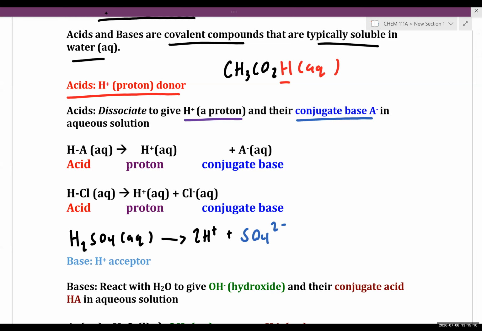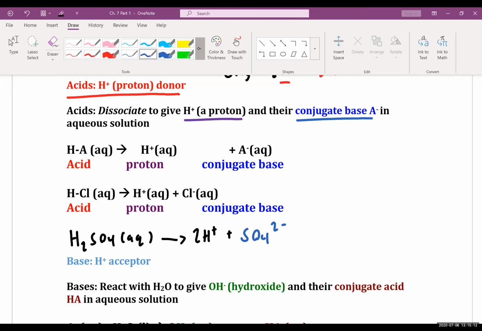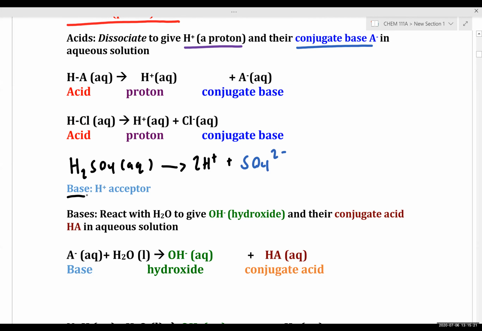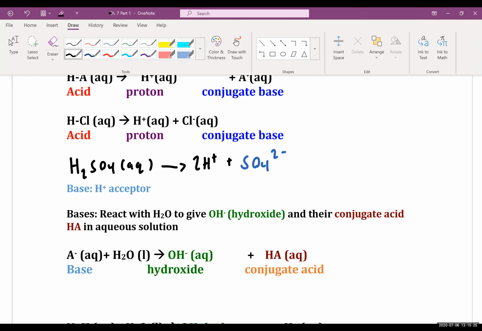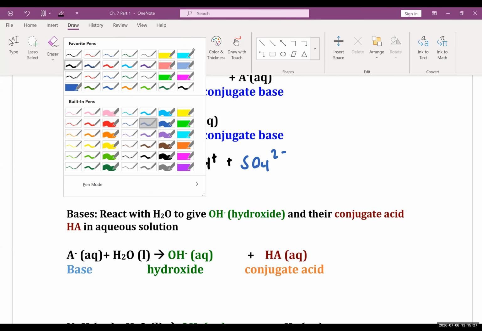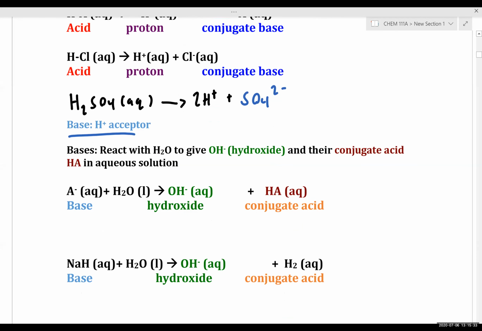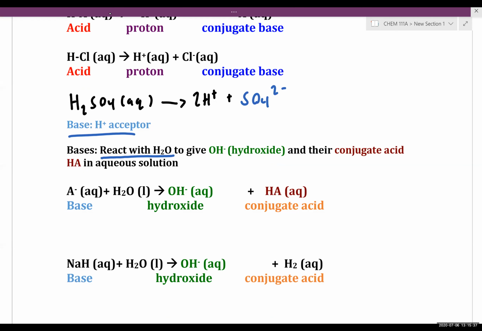Okay, so we understand what an acid is. It's a proton donor. It makes H plus in solution. A base can be thought of as a proton acceptor. Another way to think about bases is that they either react with water to give hydroxide.